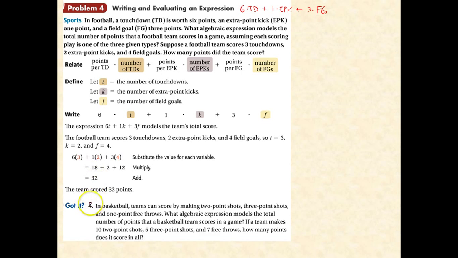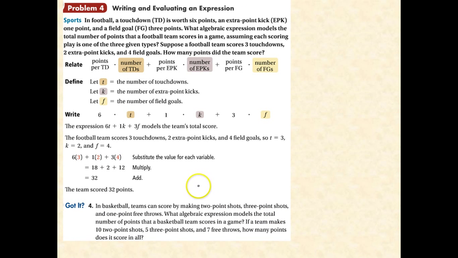Why don't you pause the video and see if you can answer this question right here. In basketball, you can score by making a 2-pointer, a 3-pointer, and a 1-point free throw. What algebraic expression models the total number of points that you can score in a game?